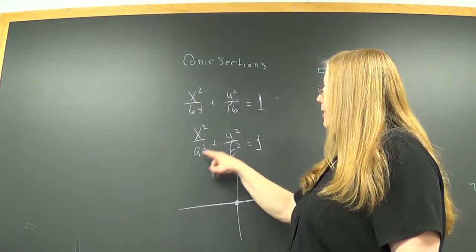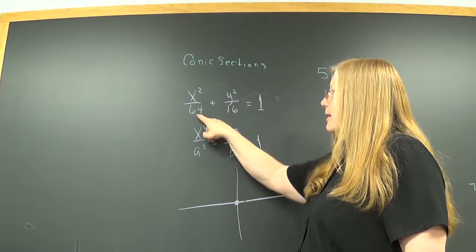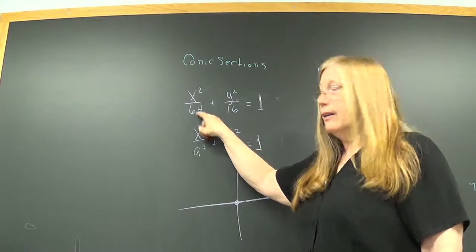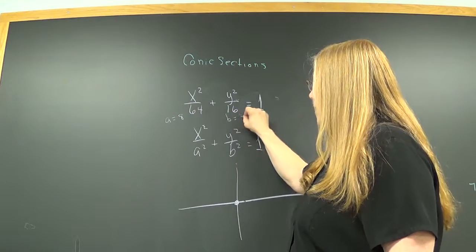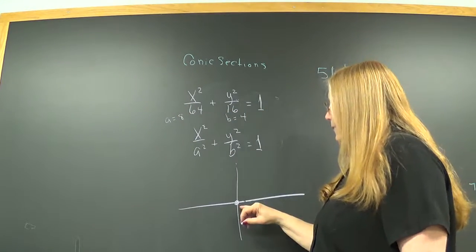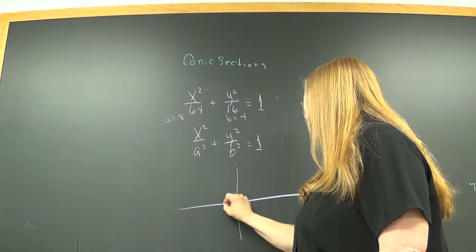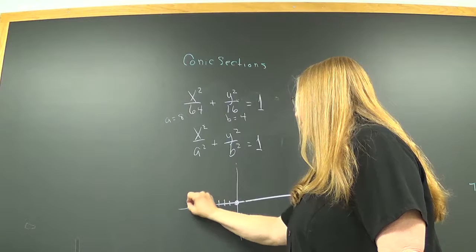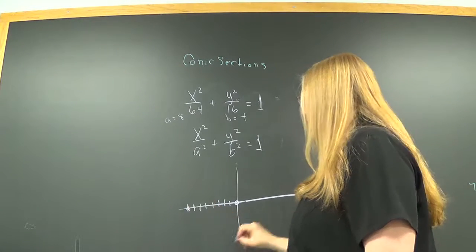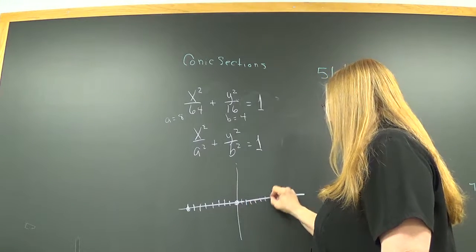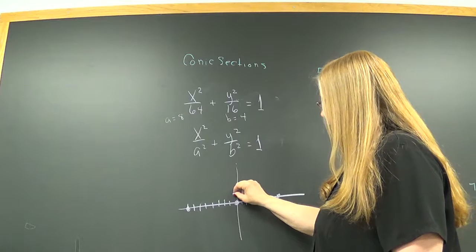The rest of the ellipse comes from remembering what A tells us and what B tells us. This number is A squared, so A is 8 and B is 4. So now we go out from the center. When the larger number is under the x squared term, that is a horizontal ellipse. 1, 2, 3, 4, 5, 6, 7, 8. There's one vertex. And here's another vertex. Then we're going to go up and down 4.